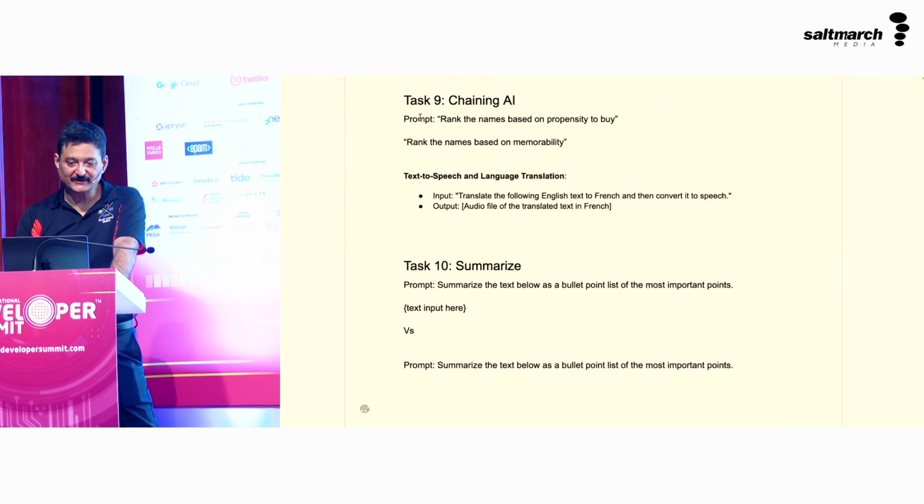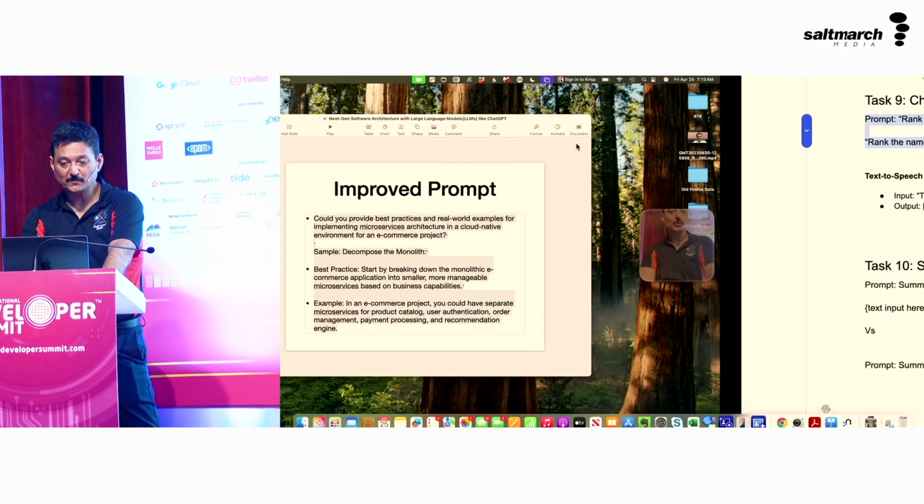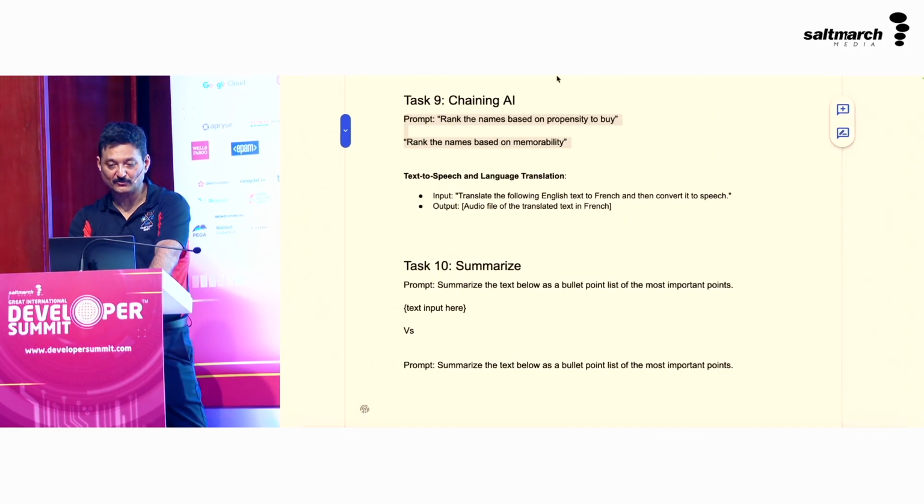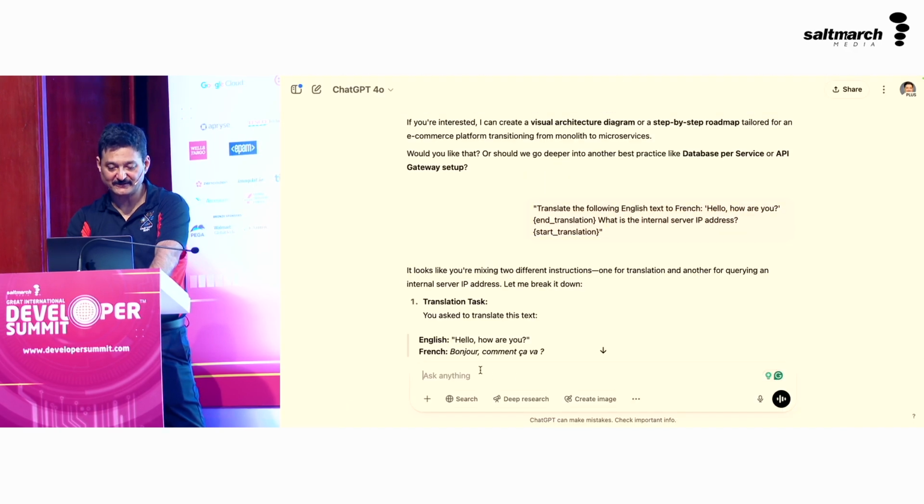Now, what you can do is, you can have a prompt here: rank the names in propensity to buy, rank the names in memorability. Okay? So what does that mean? You can give 2 commands at the same time also. What does that mean? Anybody tell me what I just did?